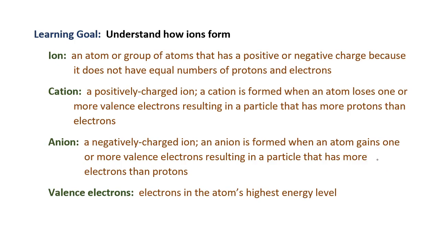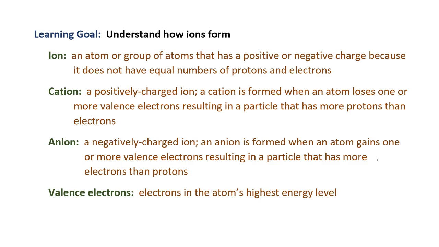Our next learning goal is to understand how ions form. The concept of an ion is very important to chemistry. We had previously seen the word ion when we looked at metals and nonmetals. Metals are elements that tend to form positively charged ions, and nonmetals are elements that tend to form negatively charged ions. Well, what's an ion? An ion is an atom or group of atoms that has a positive or negative charge because it does not have equal numbers of protons and electrons.